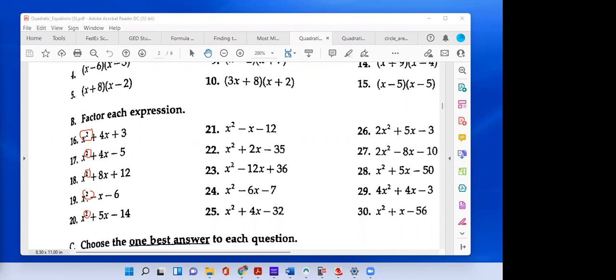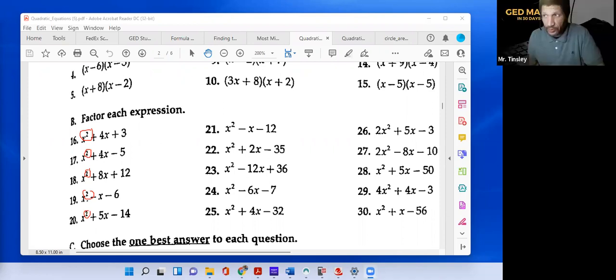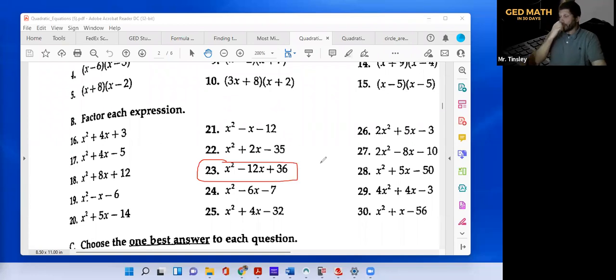Okay. Now, let me show you how to factor a quadratic equation. If you get multiple choice, you should be able to use the multiple choice to figure out that problem, but I'm going to show you how to factor. So I'm going to use this one here, number 23: x squared minus 12x plus 36. I'm going to show everyone how to factor this right now.